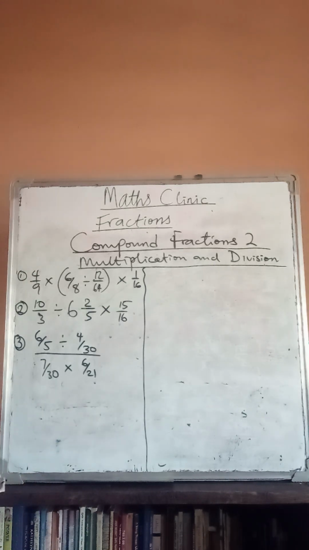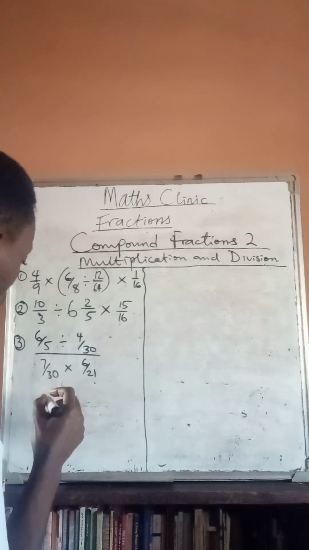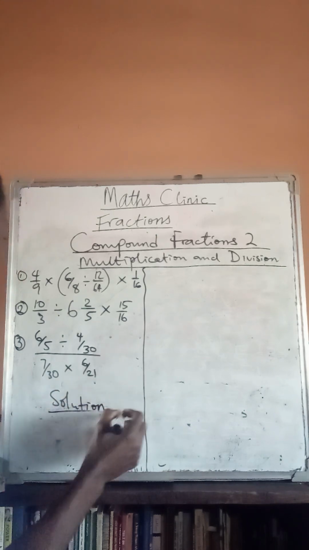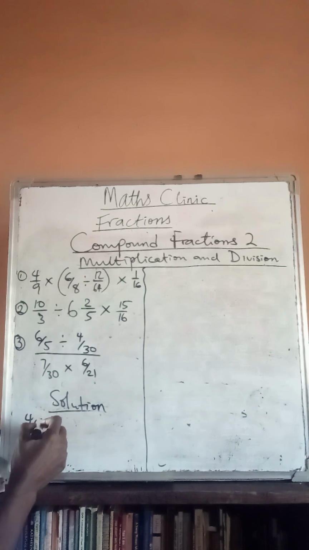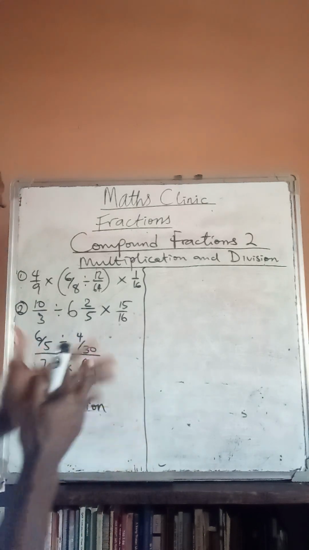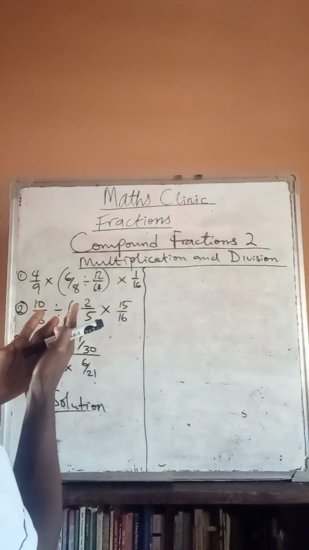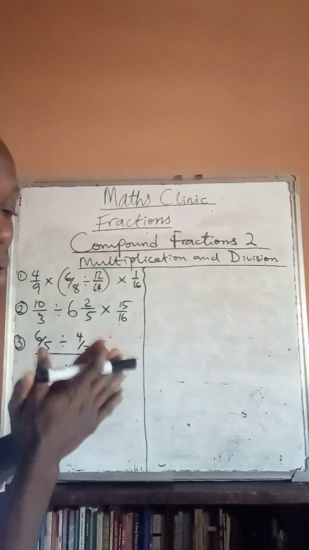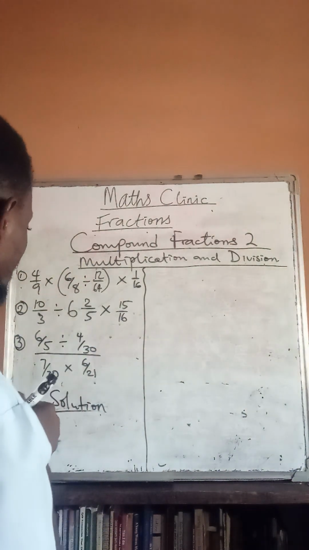So how are we going to do this? These are compound fractions. Now solution. Number 1 says 4 over 9. Let's start solving straight away. The formula is BODMAS. Solve what is in the bracket first before every other thing. Bracket comes first before any other. So here's our bracket. What do we have in the bracket?